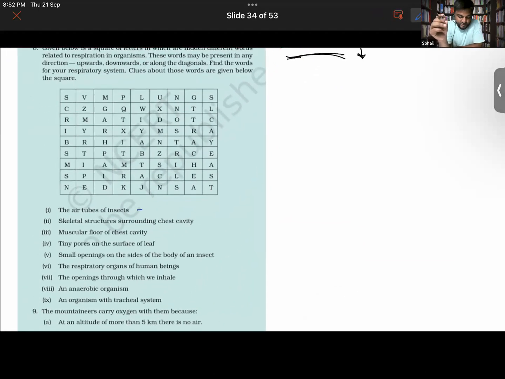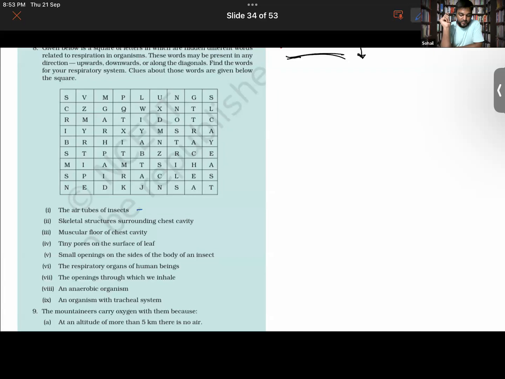Skeletal structures surrounding the chest cavity: ribs, obviously. Muscular floor of the chest cavity: diaphragm. Small openings on the sides of the body of an insect: not stomata, and pores are a different thing. It's going to be spiracles.